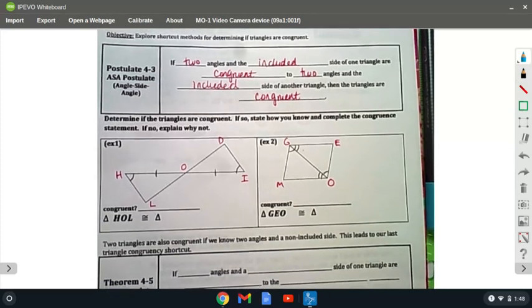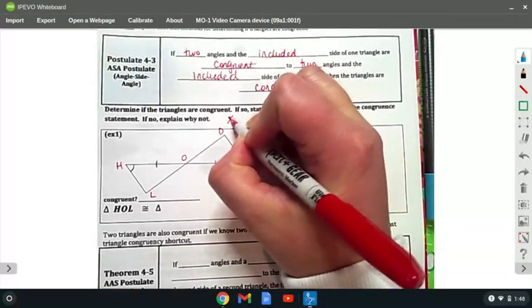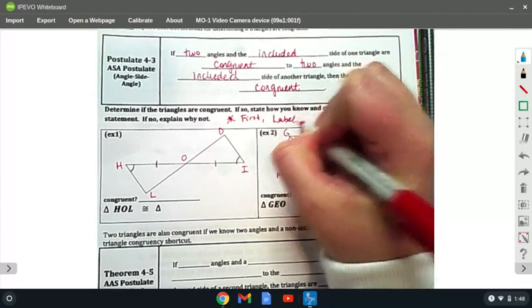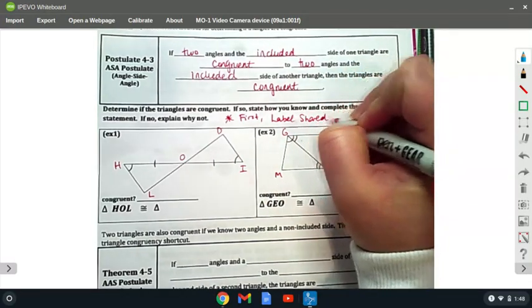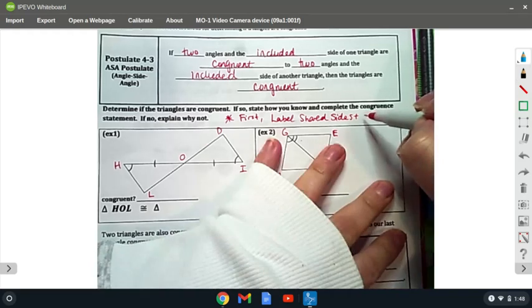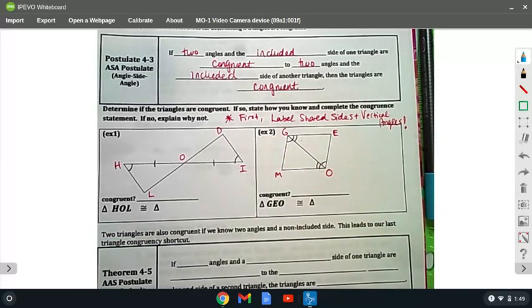Okay. Let's make that make a little more sense. But first, remember from last class, the things we always need to label. First, label shared sides and vertical angles. Those are the first things you always need to label.